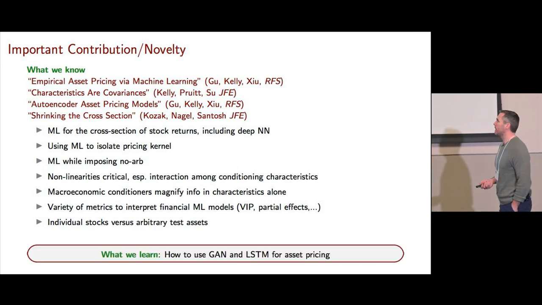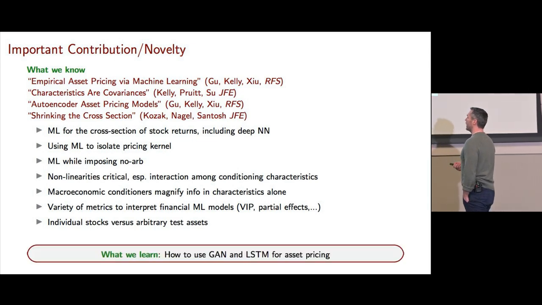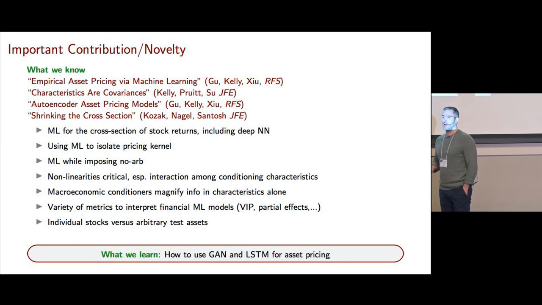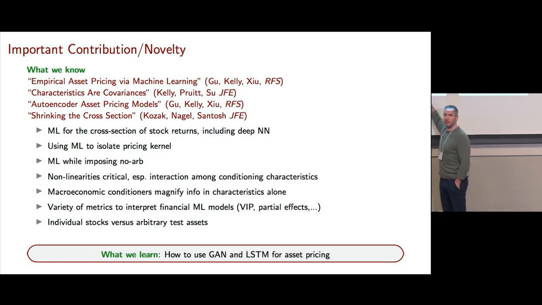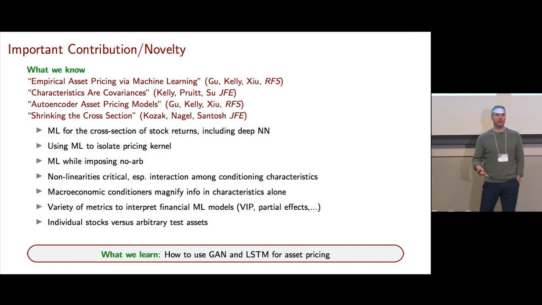So why is that? It's because we're learning how to use GANs and LSTM for asset pricing, right? But very few of the results pointed to exactly how these end up being useful. The paper needs to draw that out.